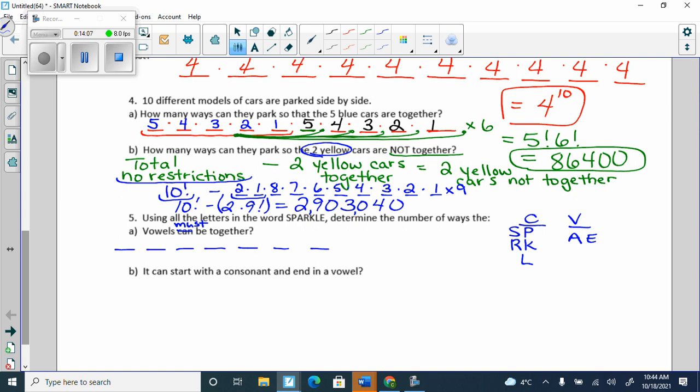Now you have to read. This one says using all the letters in the word sparkle. Before I've said use 4 letters, right? 5 letters. So we have to read. This one's all letters, so I'm going to have 7 blanks. If it's 4 letters, I'd have 4 blanks, right?